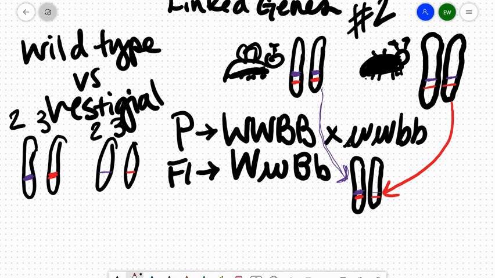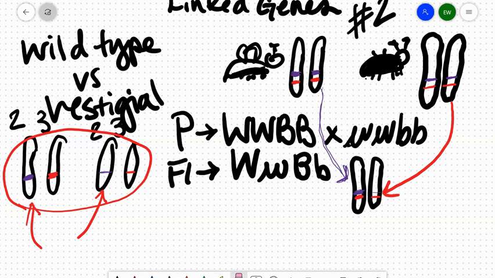But when this F1 has another generation, these particular ones can be assorted, like they could get this one with this one, like in meiosis, when they made gametes, and then those two gametes came together. They could get the dominant wings and the recessive body color, or whatever those stand for. So basically you could mix them up, but with linked genes, they don't mix up.